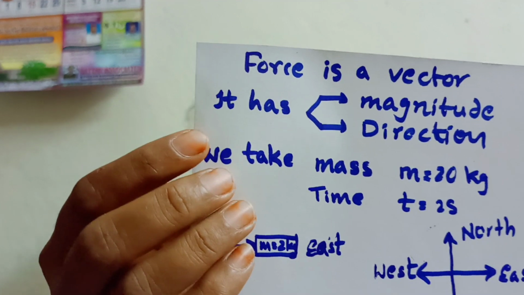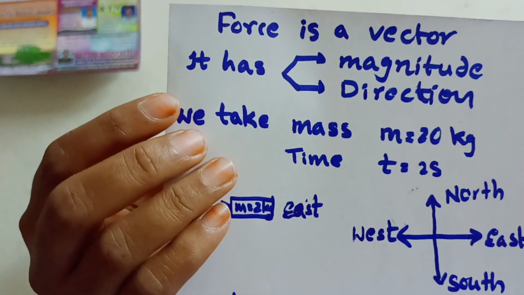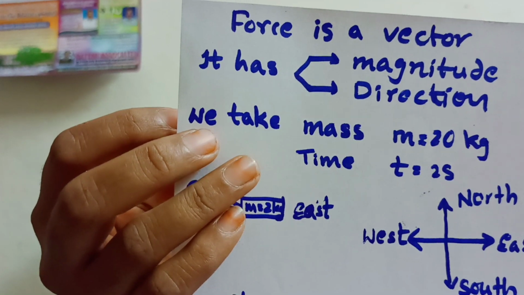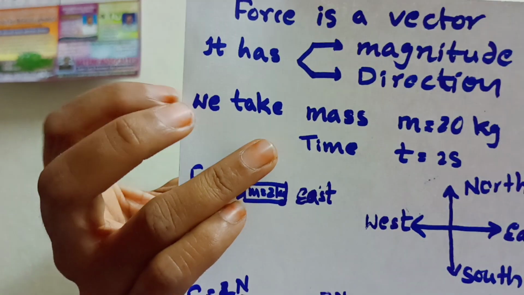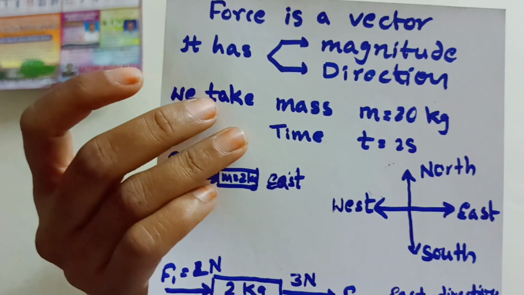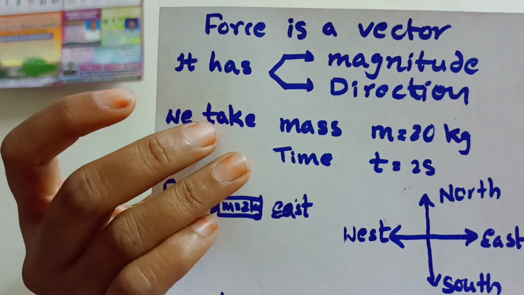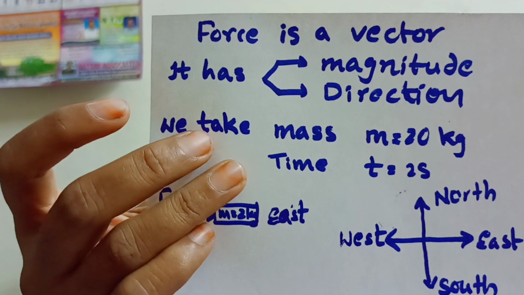We take mass m is equal to 20 kgs. Here kg is magnitude. Time taken, t is equal to 2 seconds, is also magnitude. Now tell the direction.